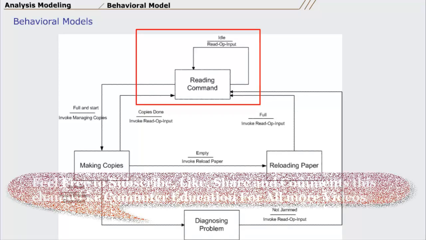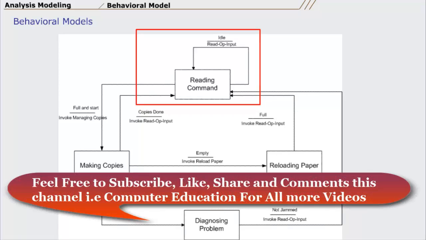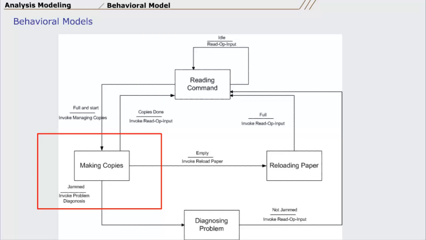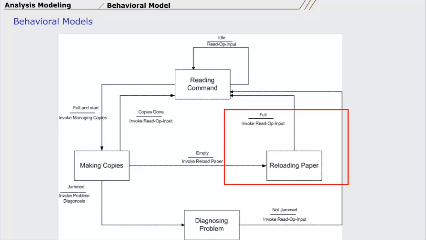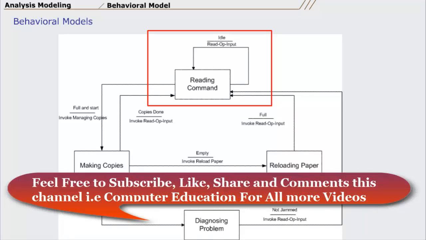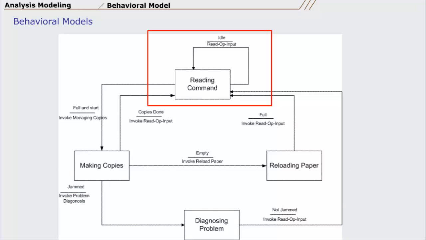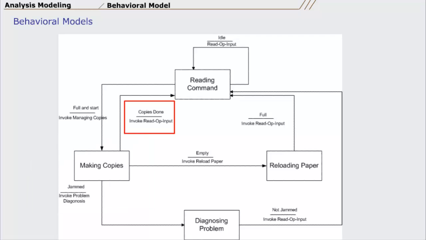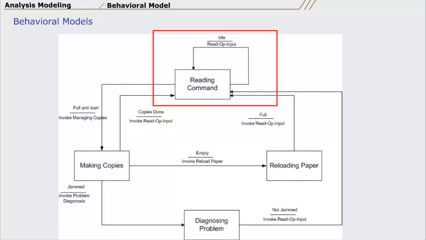When photocopier machine is started, it is ready for reading user's input. If user inputs the command to copy, system goes into copying state if papers are available. If during copying papers finish, system goes to reload paper state. When reload is complete, system goes back to initial state of reading command. If user gives the command to continue the copying job, system will re-enter the copying state and will keep on copying till the job is finished, and it notifies the system that job is done and goes back to initial state of reading command.